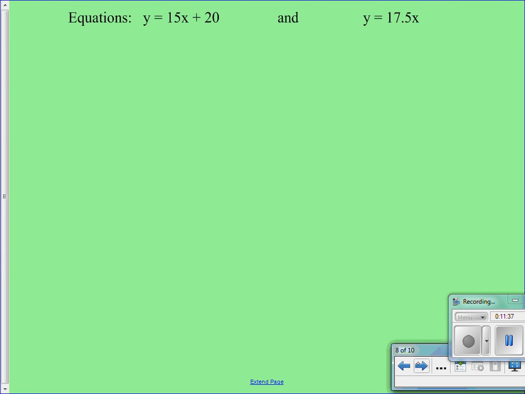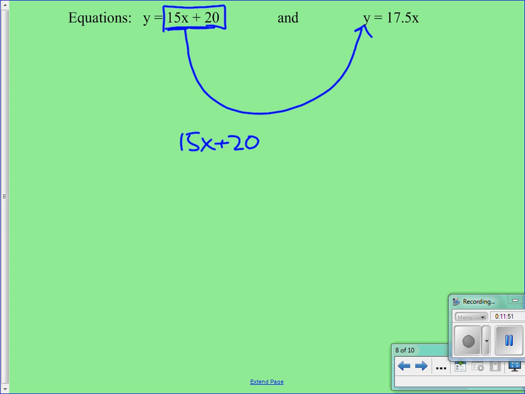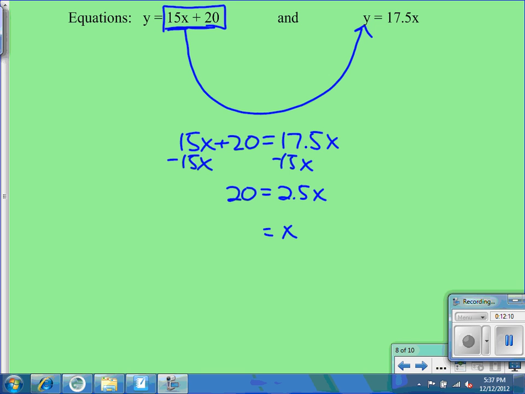So now that I have my two equations, notice that y is already by itself. I'm going to take the answer for y in one equation and plug it into the other. So 15x plus 20 equals 17.5x. And now I just need to solve for x. I have an x on both sides. Subtract 15x, and 20 equals 2.5x. Divide both sides by 2.5 and you come up with 8.